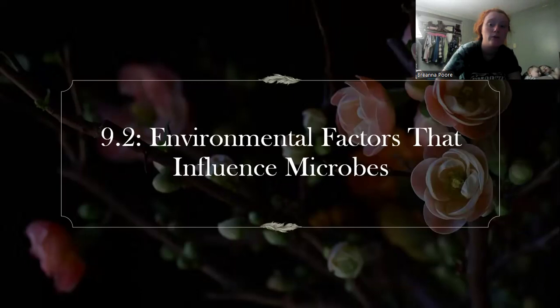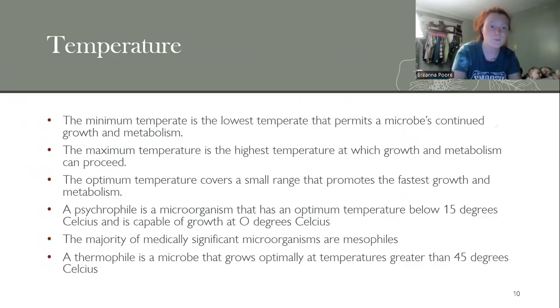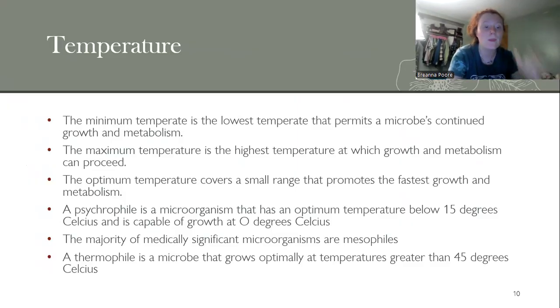9.2, environmental factors that influence microbes. Temperature. The minimum temperature is the lowest point that still allows microbial growth and metabolism. The maximum temperature is the highest temperature at which growth and metabolism can continue. The optimum temperature is a narrow range between the minimum and the maximum, where microbial growth and metabolism occur most rapidly. There are different types of microbes by temperature preference.